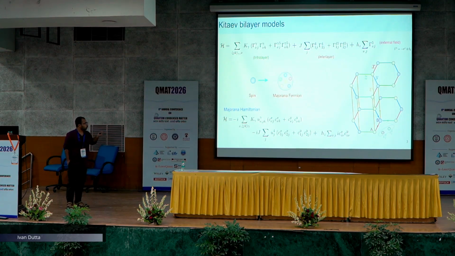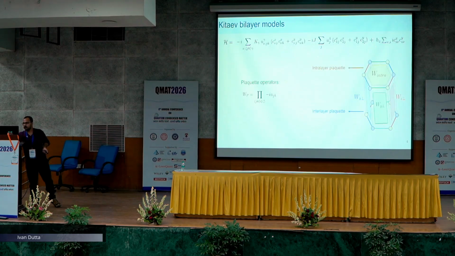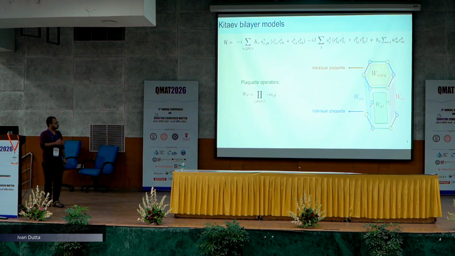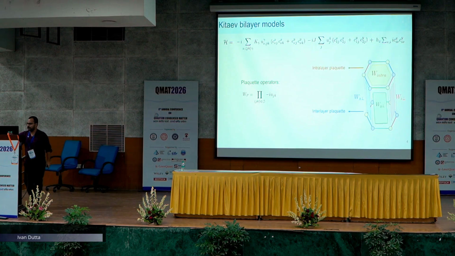However, there are now 2 Majorana fermions present within the system which start talking with each other in the presence of an external magnetic field, and even then it is an exactly solvable model. So again we need to define our plaquette operators. There are 2 types of plaquette operator. One is the intra-layer plaquette and another is the inter-layer plaquette, the honeycomb plaquette and the square plaquette, and the plaquette operators define the link operator multiplication throughout the lattice.